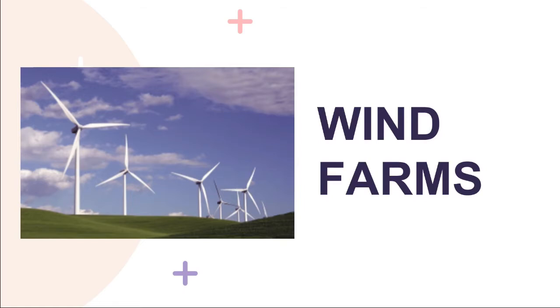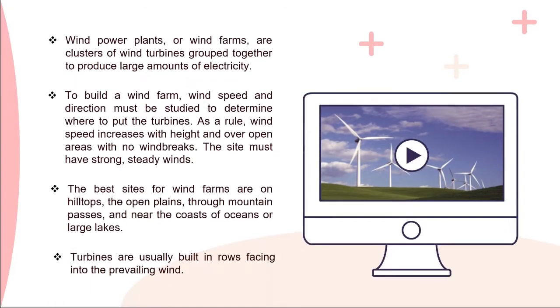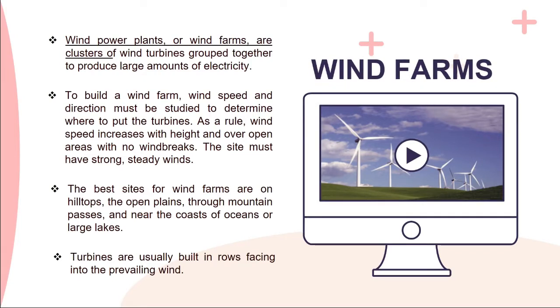Wind farms are one example of utility-scale wind turbines. Wind power plants, or wind farms, are clusters of wind turbines grouped together to produce a large amount of electricity. Choosing the location of a wind farm is known as siting a wind farm. To build a wind farm, wind speed and direction must be studied to determine where to put the turbines.